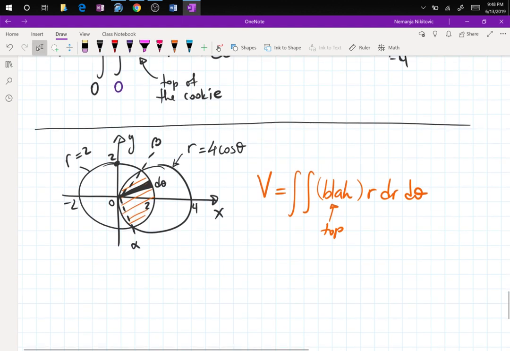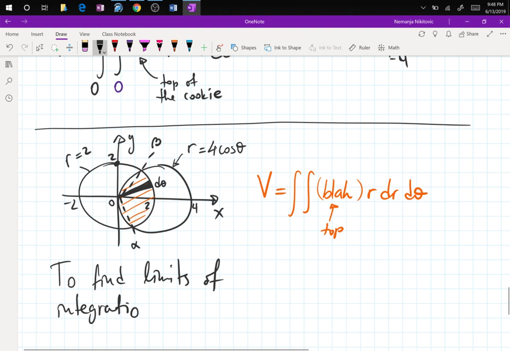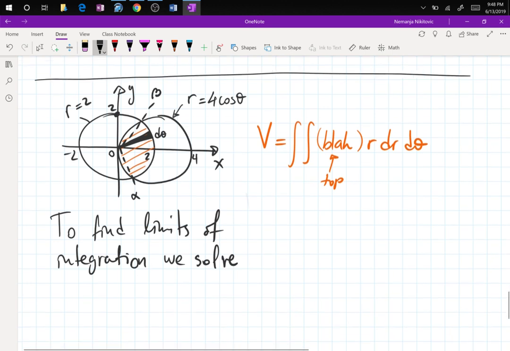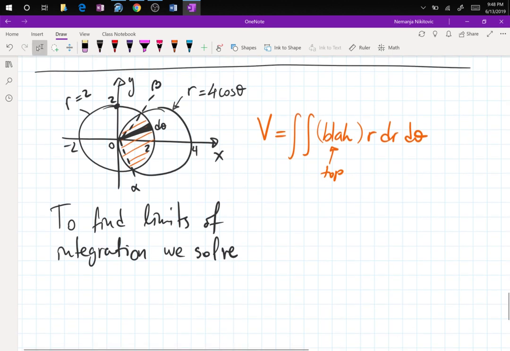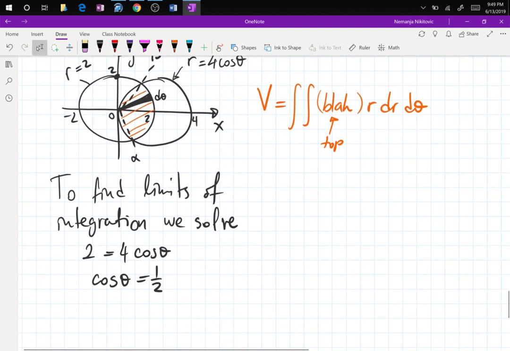So now, to find limits of integration, we solve 2 equals 4 cosine theta. Well, cosine theta is equal to 1/2, and that happens at theta equals positive or negative pi over 3.